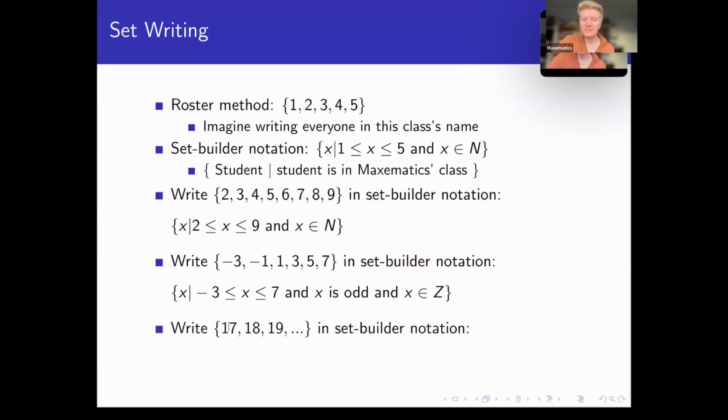If we wanted to write 17, 18, 19, and so on in set builder notation, we could use another inequality that says x such that x is greater than or equal to 17, and x is a natural number. You could also technically say that x is an integer because all of these numbers are also integers, but I think it's easier that we just stick to the sets that we know.